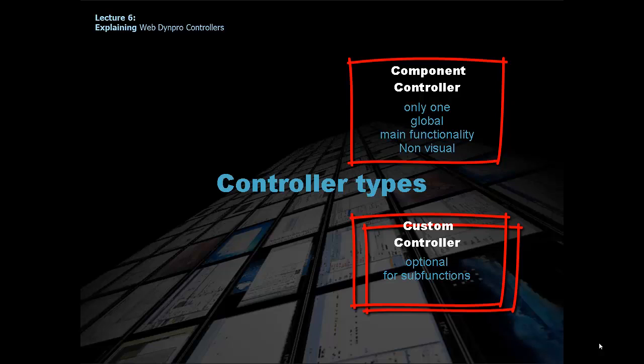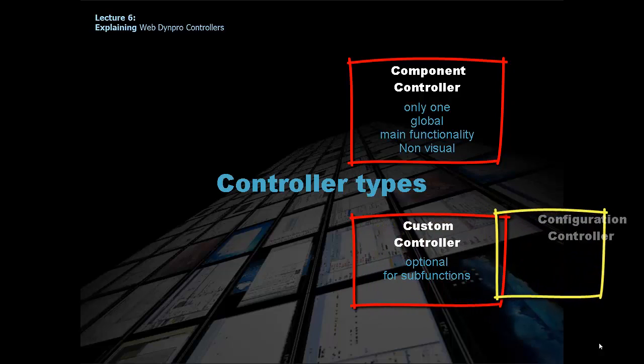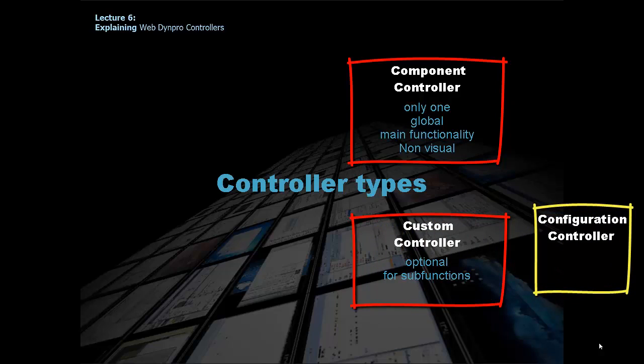Third, configuration controllers. Configuration controller is a special custom controller. It is only necessary if the corresponding component implements special configuration and personalization functions. Only one configuration controller may exist at any component. Any controller can access the configuration controller, but the configuration controller cannot access any other controller.